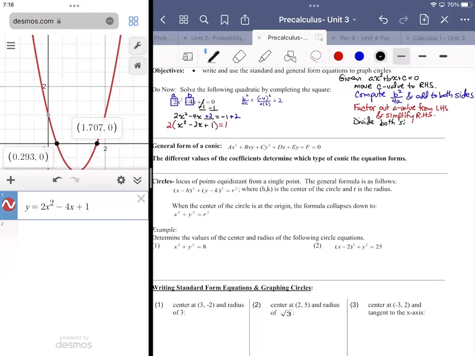Divide both sides by a. I'm just going to show the result of the division. You're going to have x squared minus 2x plus 1 is equal to 1/2, because the 2 will cancel on the left, and you'll have a 1 divided by 2 on the right.